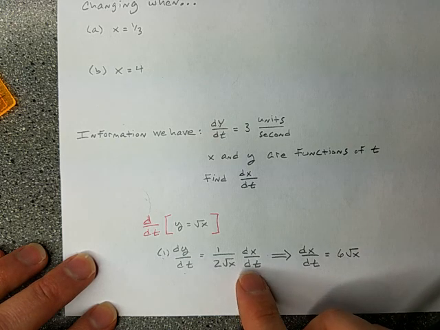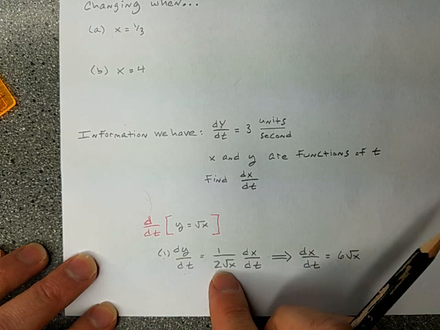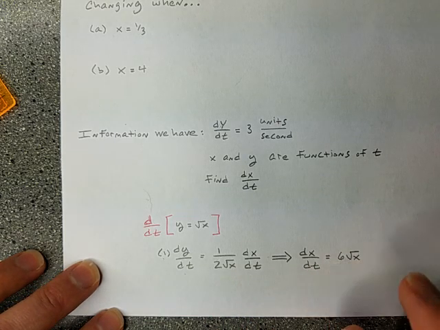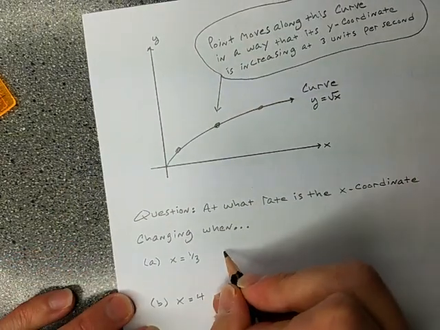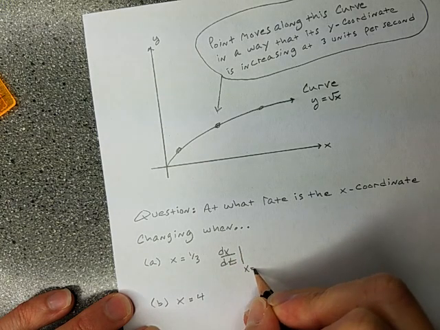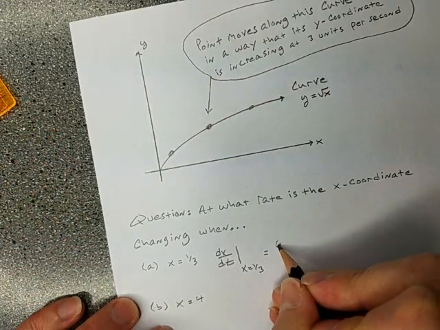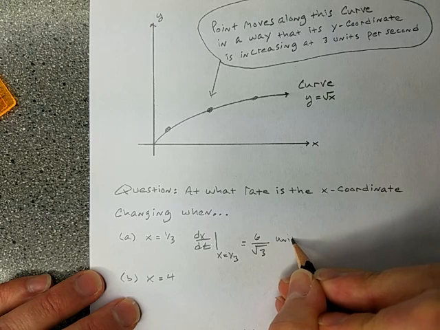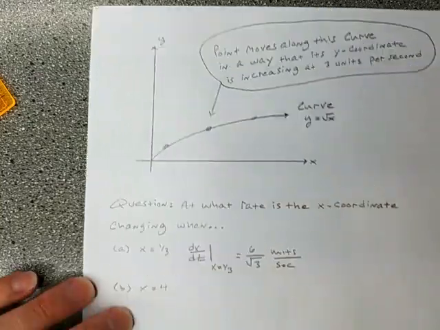You can solve for dx dt pretty easily here. You know dy dt is 3. And say you multiply by 2 root x to solve for dx dt, you'll get 6 root x, okay? All right, so there's our formula for the rate that the x-coordinate's changing. So let's do this. We'll say dx dt under the condition that x is equal to 1/3 will be 6 times root 1/3, or we could say 6 over root 3. Okay, and I'll say units per second, right? Units meaning every mark on the graph.